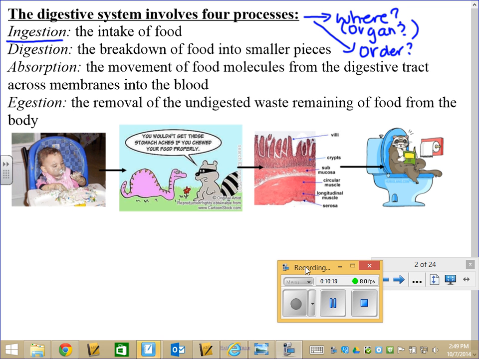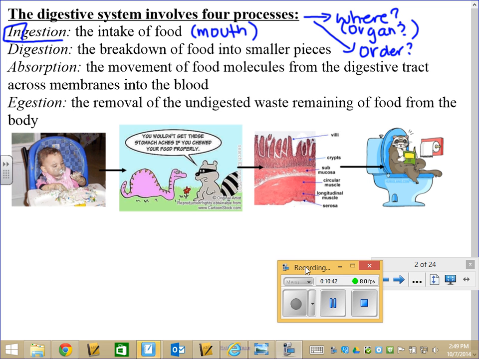So in order, the first thing that happens in your digestive system is called ingestion. And if you look at the word, it starts with in. It means you are putting food in. Ingestion is the intake of food, and ingestion generally starts with the mouth.